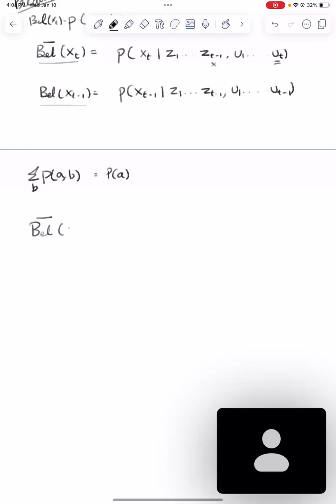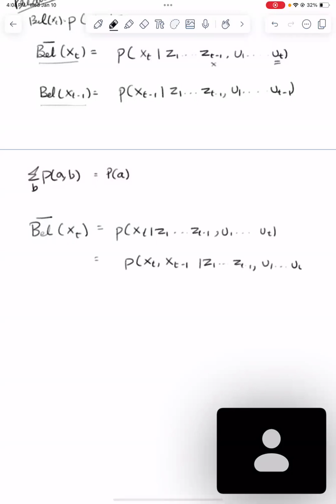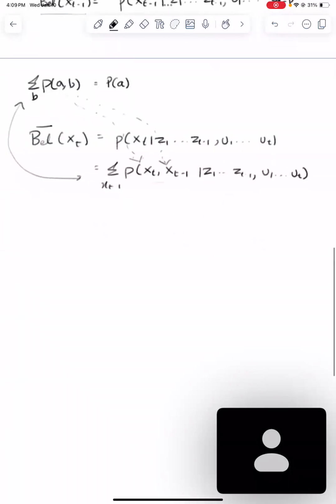You have belief bar, which is equal to P of xt given z1 to zt minus 1, u1 to ut. Now, let's simply write this as the joint probability over xt and xt minus 1 given z1 to zt minus 1 and u1 to ut, summed up over xt minus 1. Just pattern matching, you can see that A is xt, B is xt minus 1. So we've just taken the joint summed up over xt minus 1, and it gives us exactly what belief bar is. Okay, so that's belief bar.